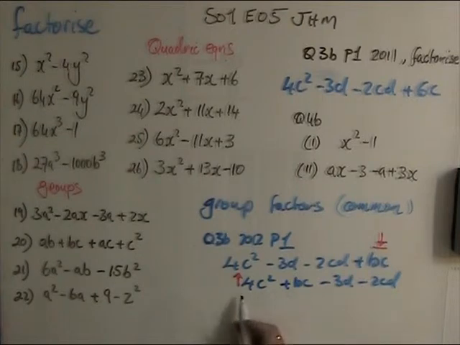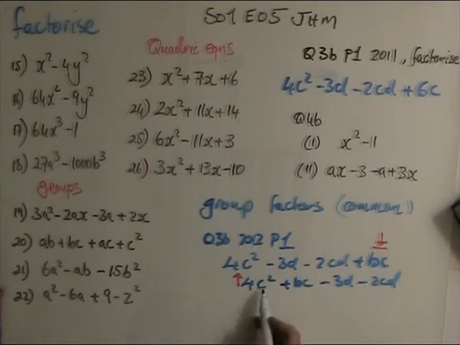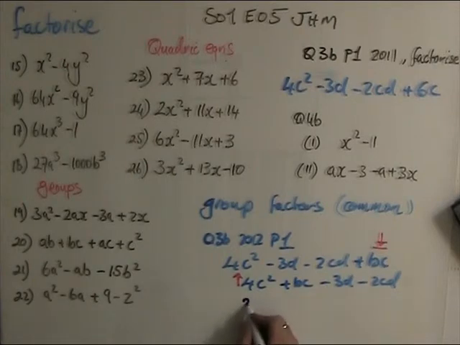Now the whole ball game is to try and factorize in such a way that you will see that there's a common factor. That will become more apparent later. So I'm going to look at this, and what am I going to do here? I'm going to take out the 2c. There's a cd there. I might try that one. So I'll take out the 2c.